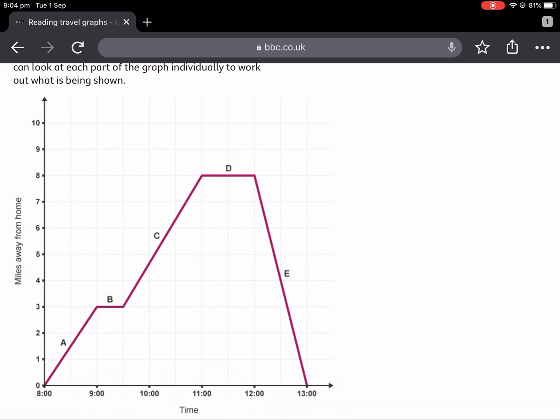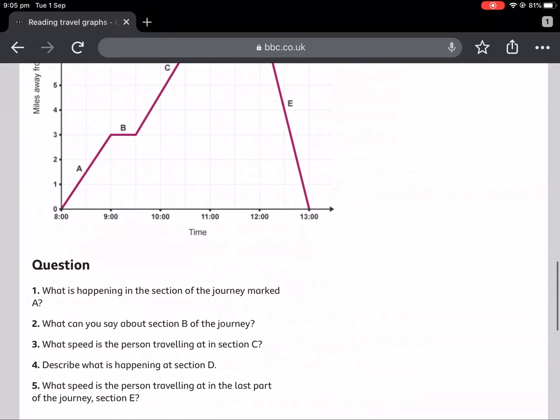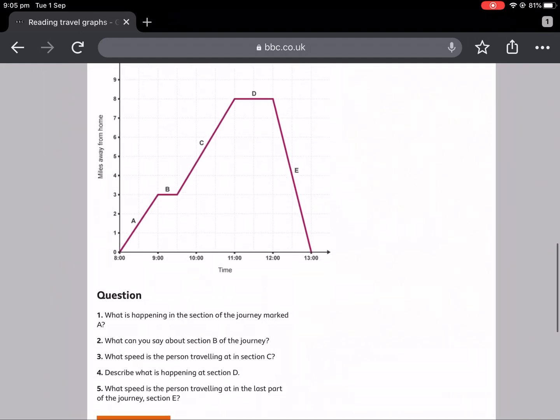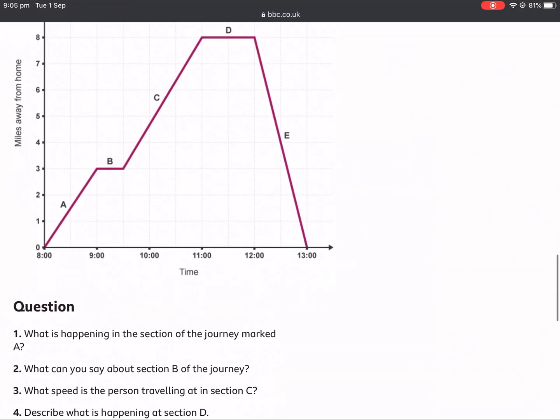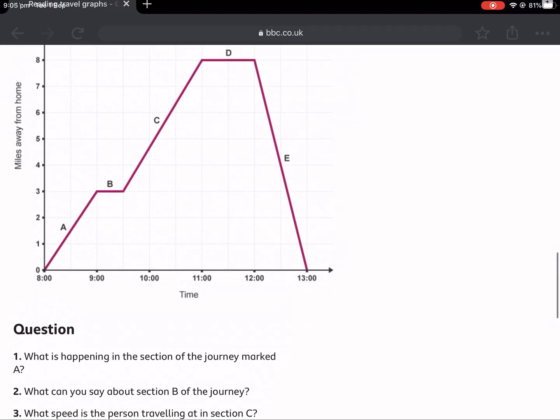So the further you are up the graph, the further you are away from where you started. So if you come back to the bottom, that means you're back to the start. So if we actually have a look at this and answer these questions, what is happening in the section of the journey marked A? We're travelling away at a speed of, well, we travelled 3 miles in 1 hour, so it's 3 miles per hour. What can I say about section B? Well, they were stopped.